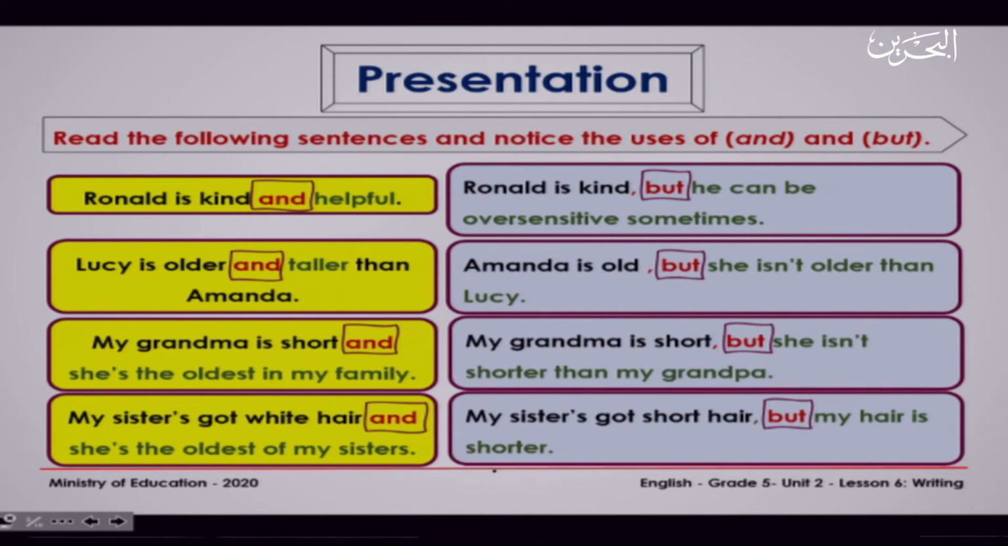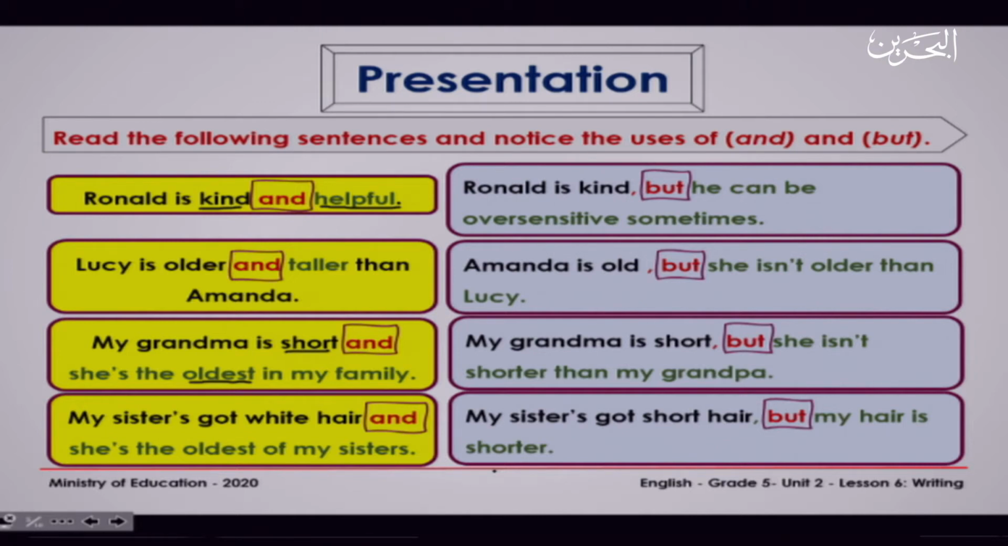Look at the first one. Ronald is kind and helpful. Here we have two positive adjectives. And look at this one. My grandma is short and she's the oldest in my family. Here we are adding more information.